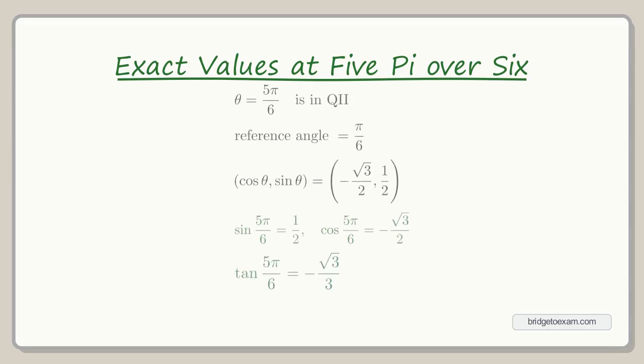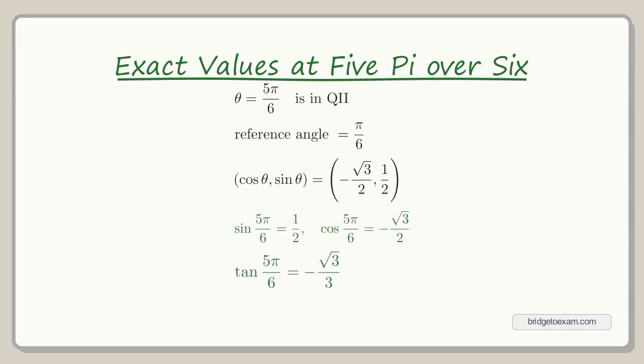Find sine, cosine, and tangent at 5 pi over 6. The reference angle is pi over 6, and the angle is in quadrant 2. For pi over 6, the coordinate sizes are square root 3 over 2 and 1/2. In quadrant 2, x is negative and y is positive, so sine is 1/2, cosine is negative square root 3 over 2, and tangent is negative square root 3 over 3.